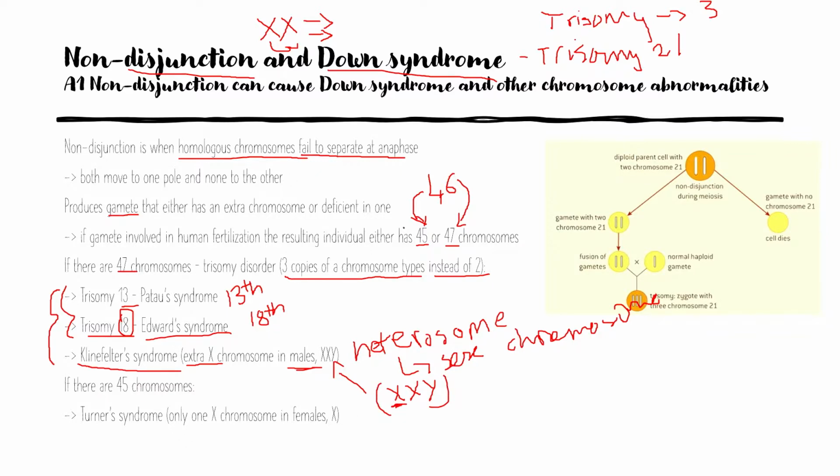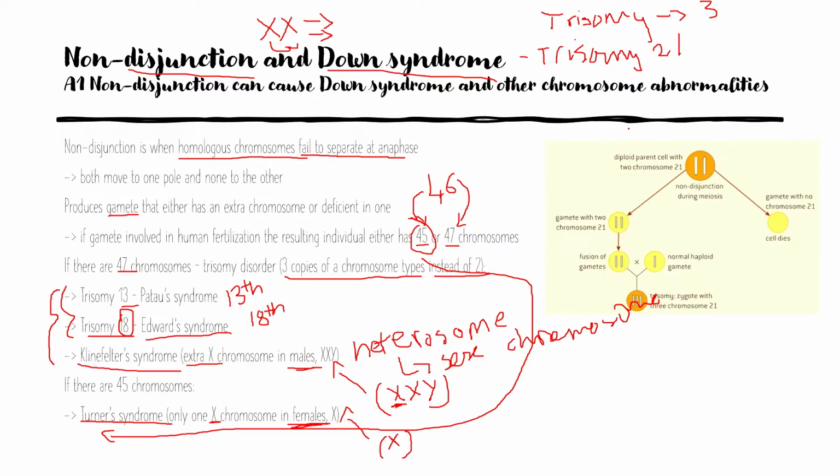But let's say an individual has 45 chromosomes. What's an example of a syndrome for that? Well, an example of that syndrome is right here. It's called Turner syndrome, and this only affects females. So this is when they are deficient in a chromosome, specifically an X chromosome. So they only have 1 X chromosome, and their sex notation for the chromosome is just going to be X.